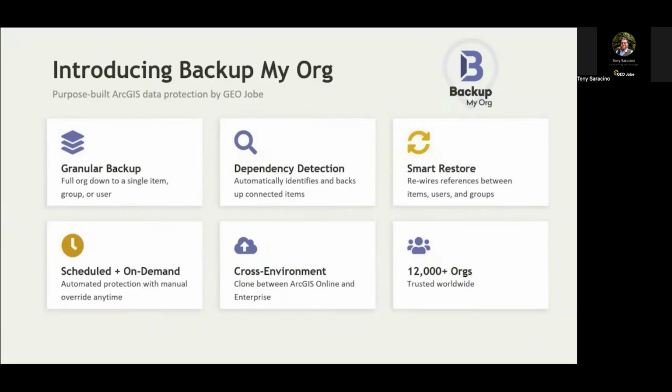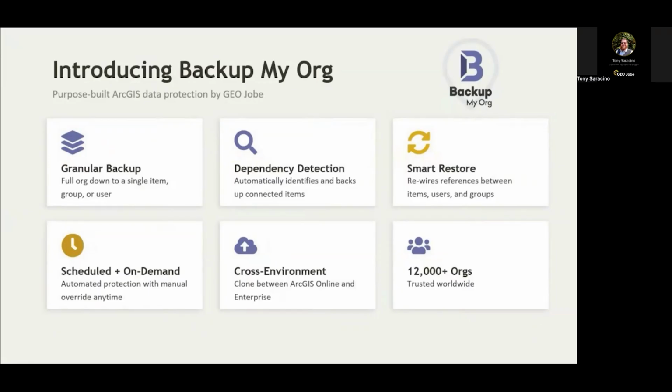It has automatic dependency detection. So when you search for an item for backup, BMO identifies everything that item depends on and backs it up too. So when you restore, everything works. The restore workflow actually rewires references, reconnects them to their dependent maps, apps, and services so that restored content is functional, not just a pile of disconnected files.